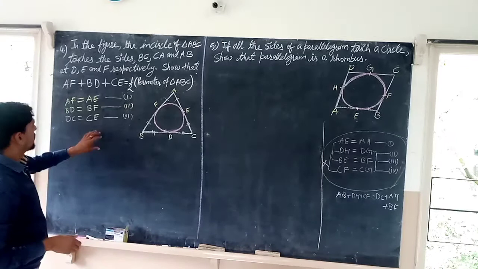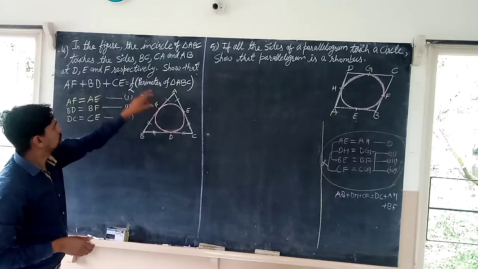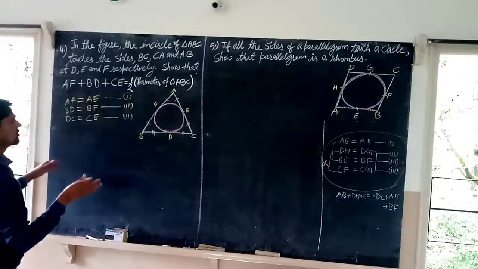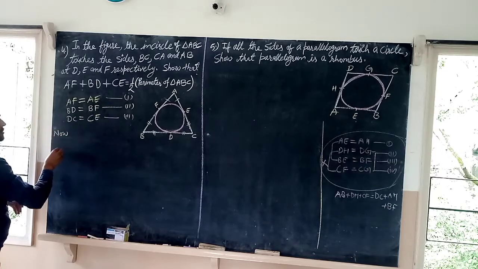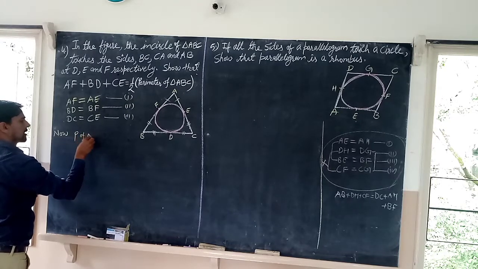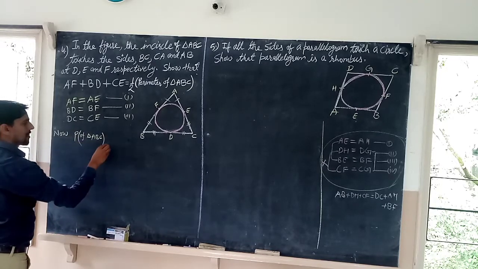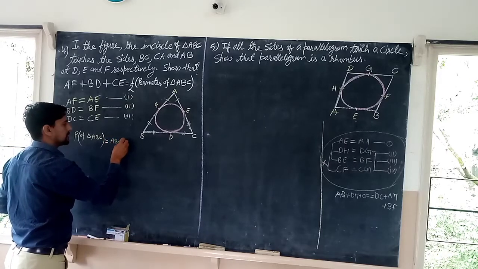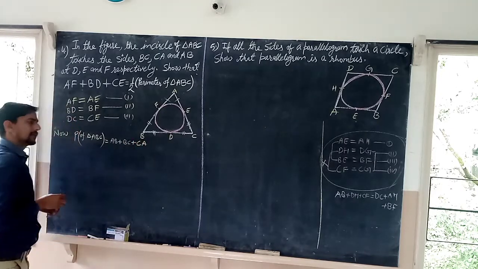Now we have to prove that the sum of these three sides is equal to half of the perimeter of ABC. That means we have to use the perimeter of triangle ABC. So let's write down the perimeter of triangle ABC. Perimeter of triangle ABC is equal to AB plus BC plus CA. Right, this is the perimeter.